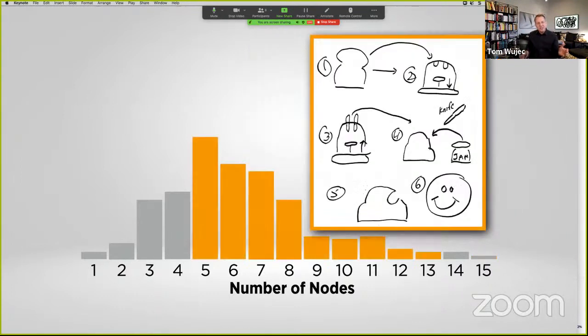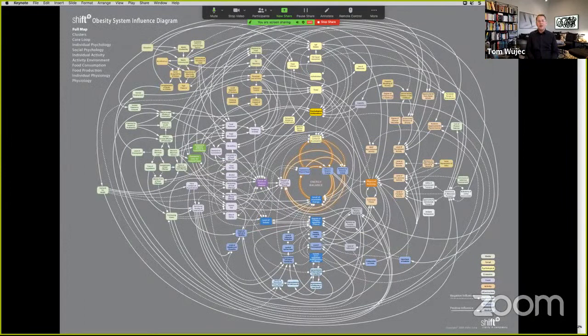There's actually a sweet spot between 5 and 13 nodes where, when we deliver a systems model or a diagram to someone, we get that sweet spot between I get the gist of it and I need to do a little bit of work. That's typically where these visual diagrams are most useful. On the other hand, there are diagrams that are insanely complicated.